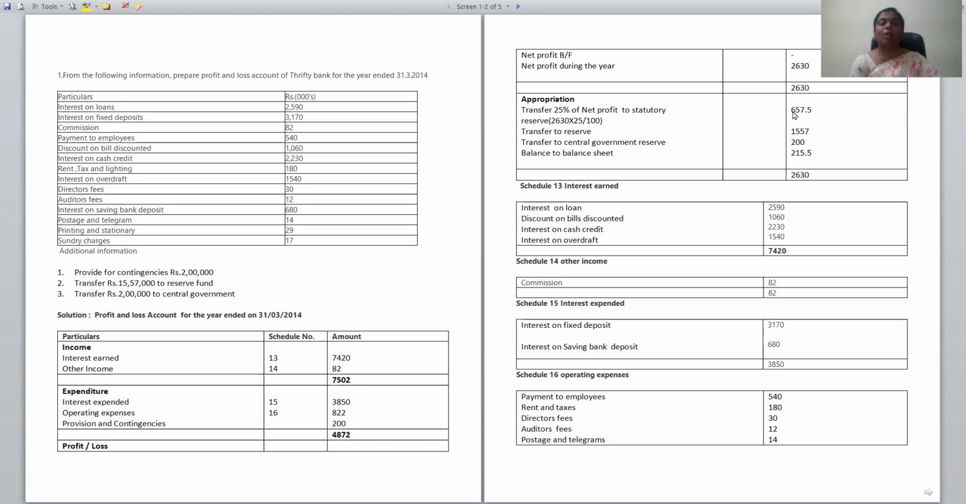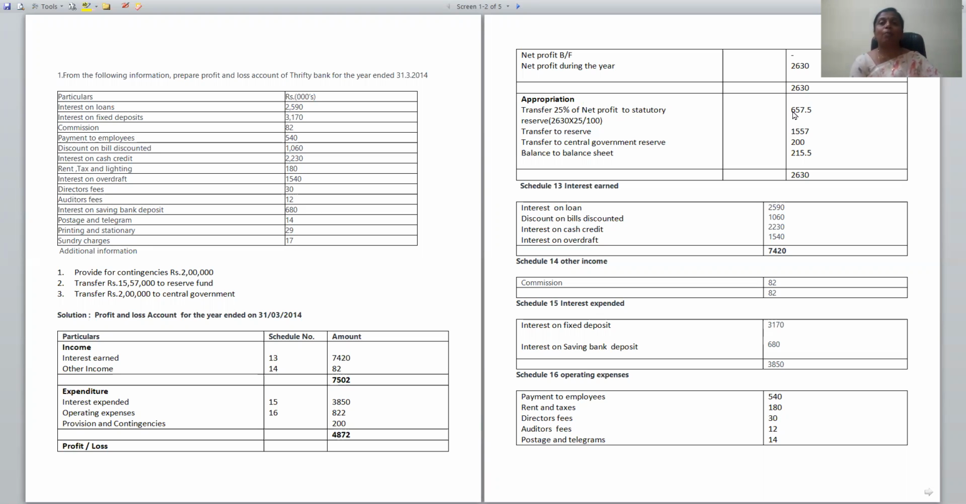Next is profit and loss account. So any profit of the previous year, if it is there, we are supposed to bring forward, and the next thing will be your profit during the year. After that is done, the last part of your profit and loss account in banking accounts is your appropriation.